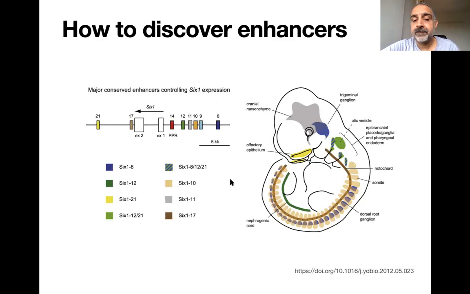And so if you know that the expression of a gene is conserved throughout animals, this gives you a way of then looking for enhancers that may control this expression. So before I go on, does anyone want to hazard a guess of how they've done this?